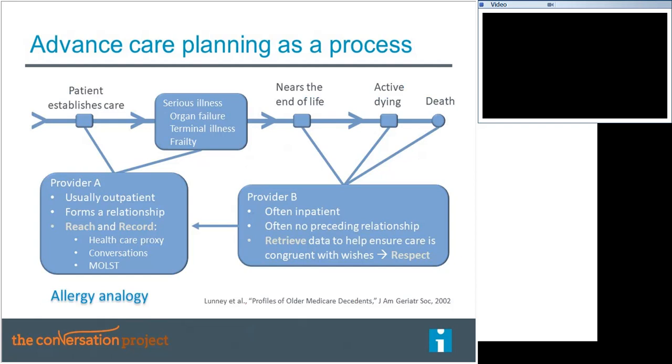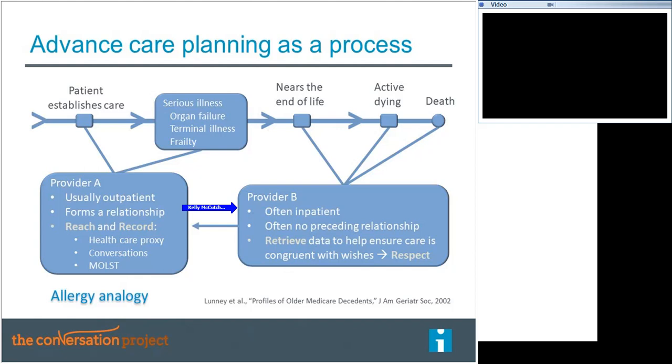The challenge, I'm not going to take you through every bit of this, but the challenge with stewarding is that often the patient establishes care when they're well, and all of this information, if it's discussed at all, happens with provider A. And then in the face of serious illness, organ failure, terminal illness, frailty, which is about how 90% of people die, they're then suddenly faced with provider B in the emergency department, in the ICU. And there's often no preceding relationship, and there's often no good way to connect up between these two entities.